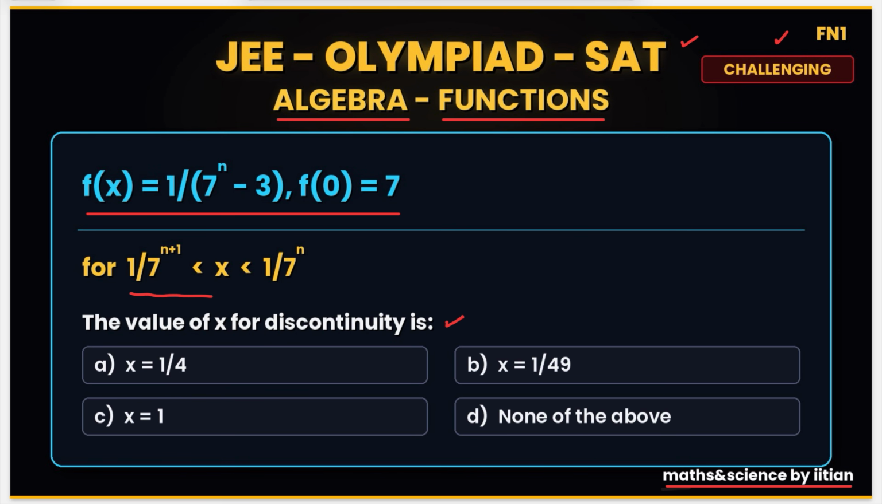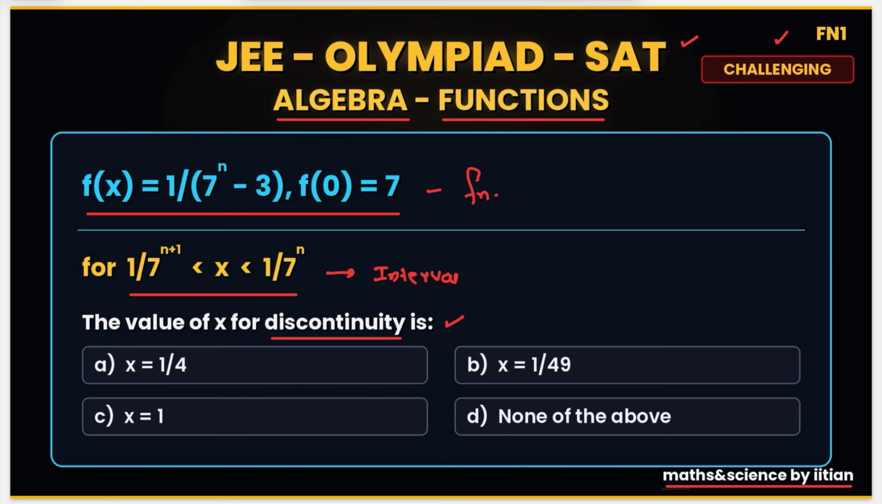These are the intervals of x. 1 by 7 to the power of n plus 1 is less than x is less than 1 by 7 to the power of n. This is the interval. And this is the function. And what we have to find out? Discontinuity. At what value of x is there a discontinuity?